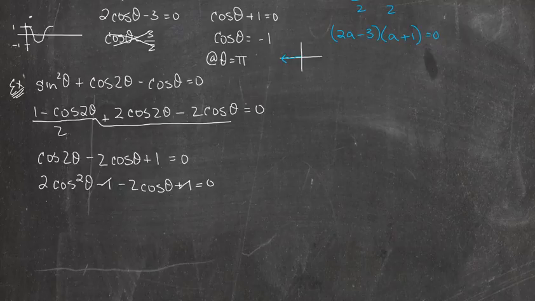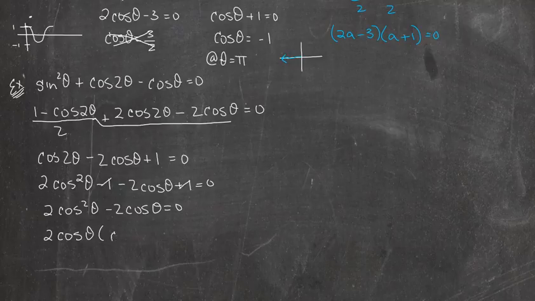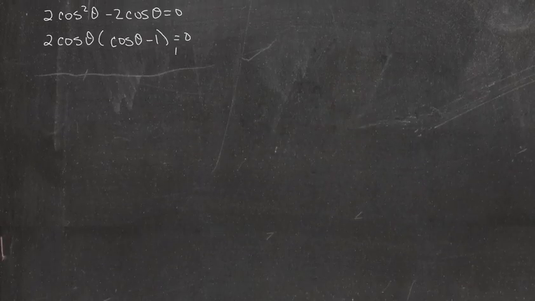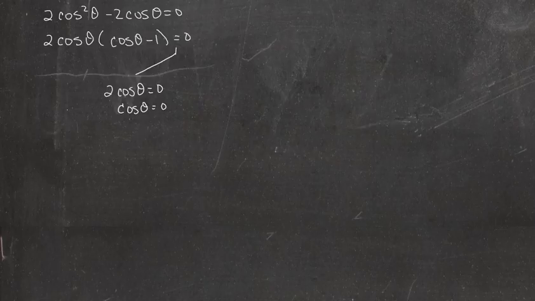Minus 1 plus 1 is 0. So I have 2 cos squared theta minus 2 cos theta equals 0. Factor out 2 cos theta times cos theta minus 1 equals 0. Now I can use the zero product property. 2 cos theta equals 0 wherever cos theta equals 0, and cos theta equals 0 wherever there's no advancement on the x-axis. So that's at pi over 2 and 3 pi over 2.